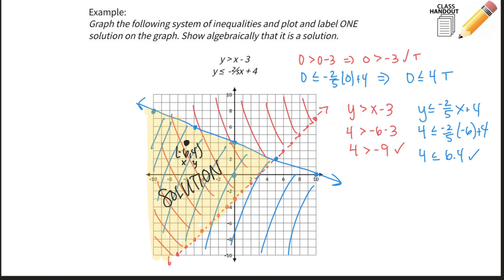Just to make sure we understand, we were plugging in this point -6, 4 in for x and in for y in our equations. Since it made both of them true, that's how we verify that it is, in fact, a solution. In fact, if we chose any point within this shaded region, keeping in mind that it goes infinitely in this direction, any point in this area would be considered a solution.